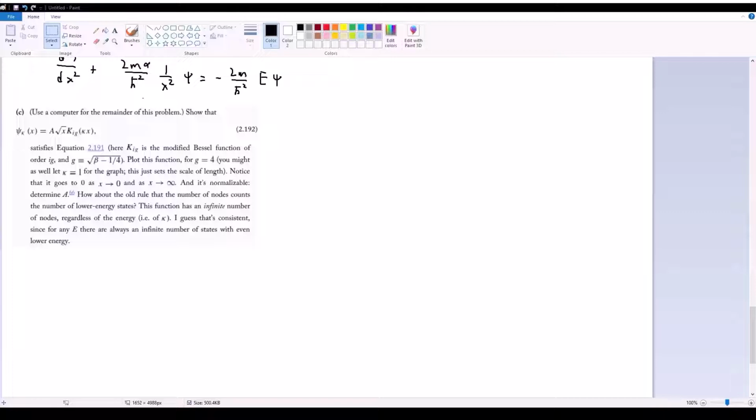C is going to say, actually, we can actually mathematically solve this resulting potential. It is possible, and the resulting answer is something called a modified Bessel function, K sub ig, where ig is the order of the Bessel function, and g is equal to the square root of beta minus 1/4. We are asked to plot this function, and we are also asked to find the normalization constant A.